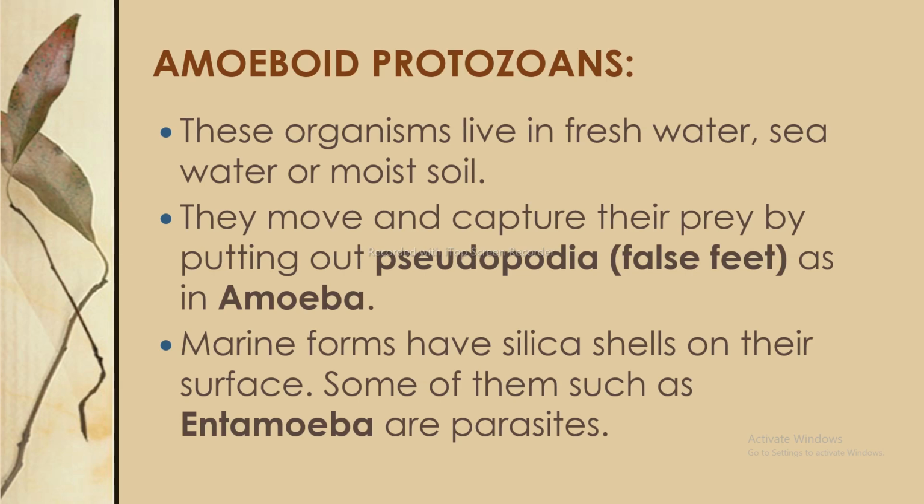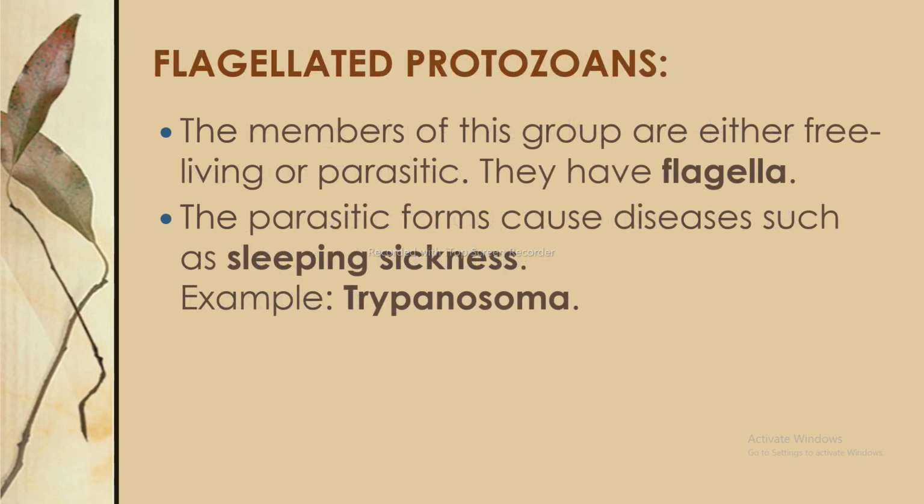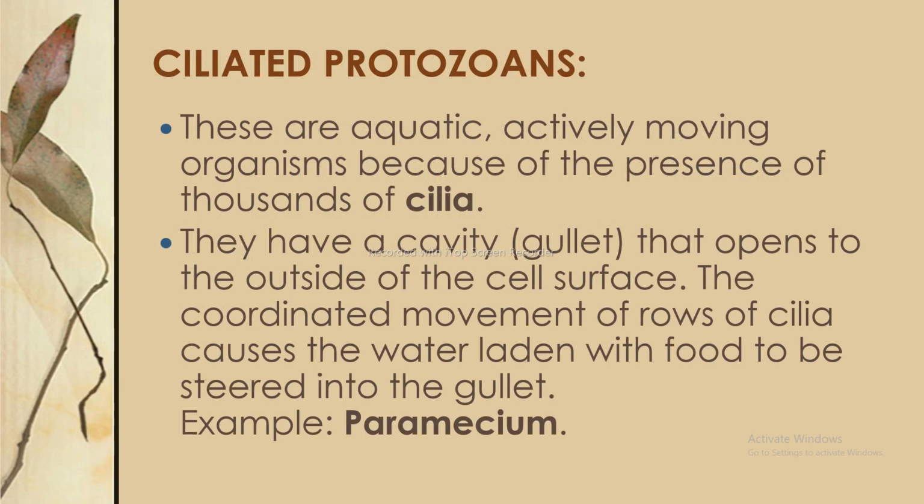Marine forms have silica shells on their surface. Some of them, such as Entamoeba, are parasites. Next is flagellated protozoans. The members of this group are either free-living or parasitic. They have flagella. The parasitic forms cause diseases such as sleeping sickness, for example, Trypanosoma.